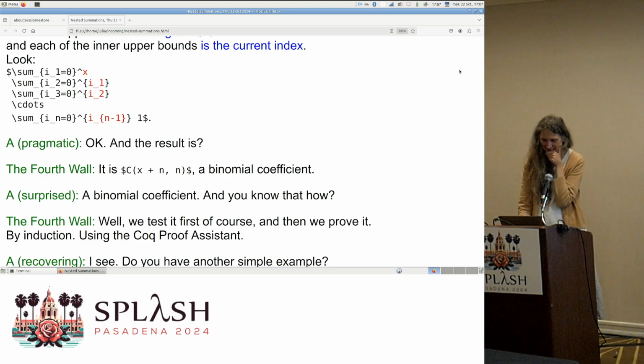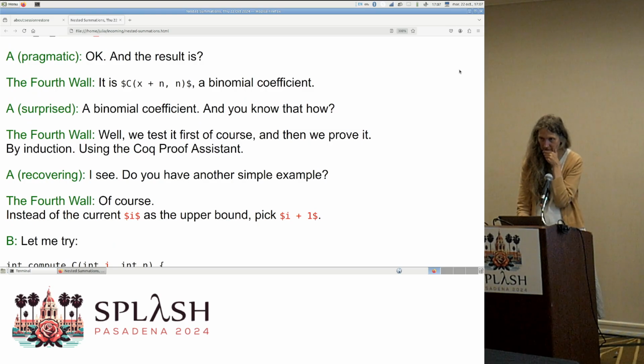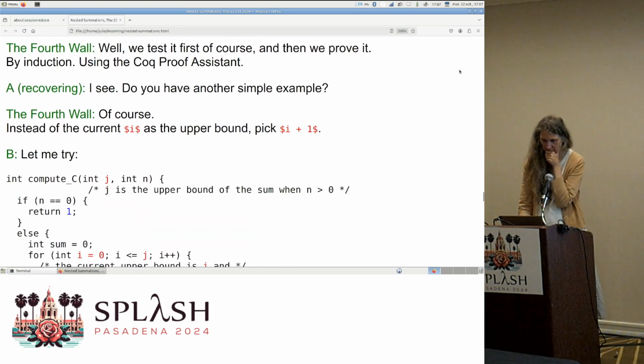Okay, and the result is? It is C(x plus n, n), a binomial coefficient. A binomial coefficient, and you know that how? Well, we test it first, of course, and then we prove it by induction using the Coq Proof Assistant. Oh, I see. Do you have another simple example?